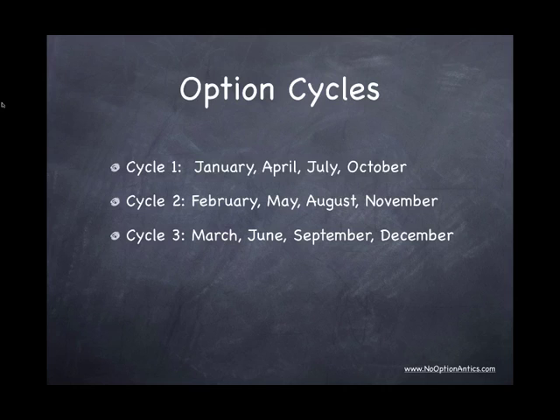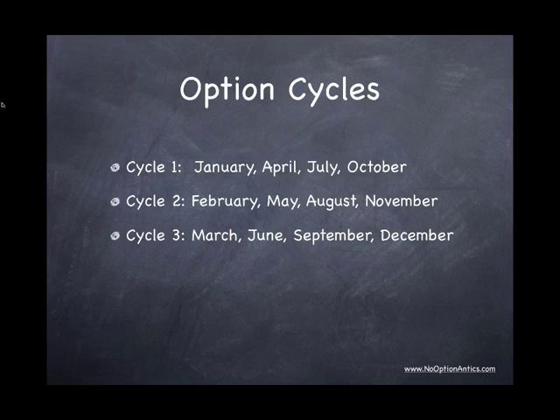In cycle 2, February is the first month. It'll skip March, April. The next cycle will be May. It'll skip June, July. The next cycle will be August. It'll skip September and October. The next cycle will be November.